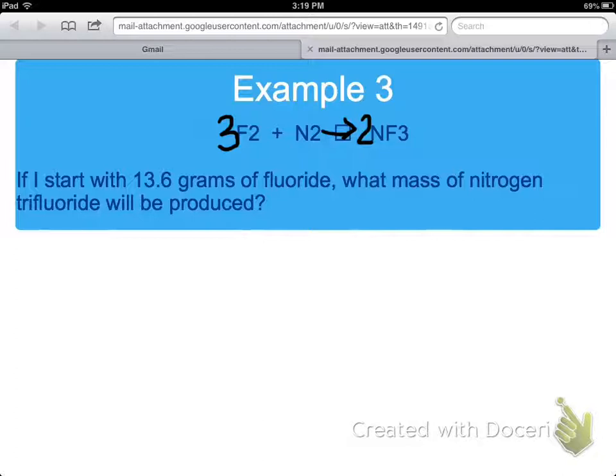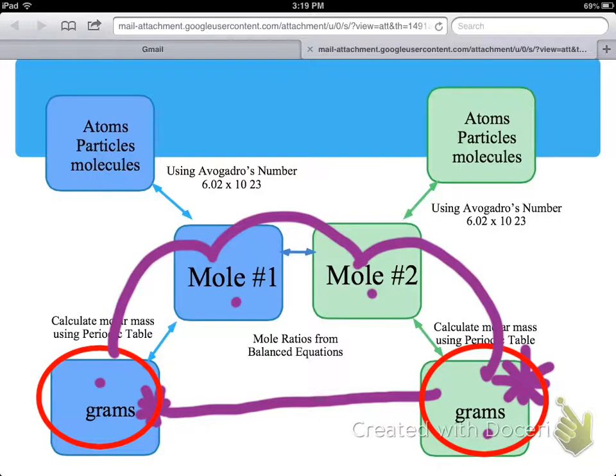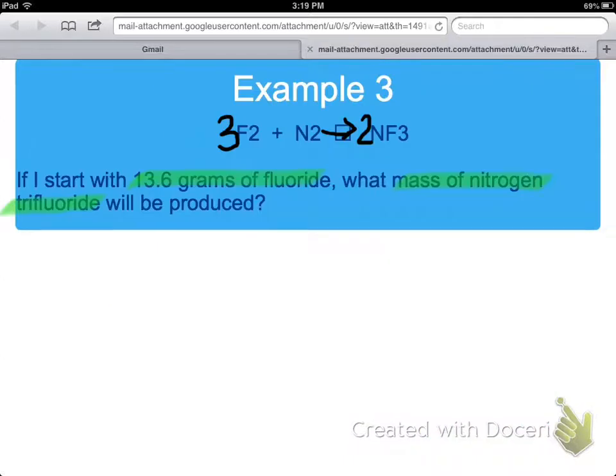So let's see, this problem, starting with grams of fluoride, and we're looking for mass, which we measure in grams, of nitrogen trifluoride. So we're going to do just like I kind of pointed out right there. We've got 4 steps. So we're going to start with the 13.6 grams of fluoride. So if you look at how fluoride is written in the equation, we have F2. Definitely want to make sure you're using the F2, not just one F. That's going to throw off your calculations.